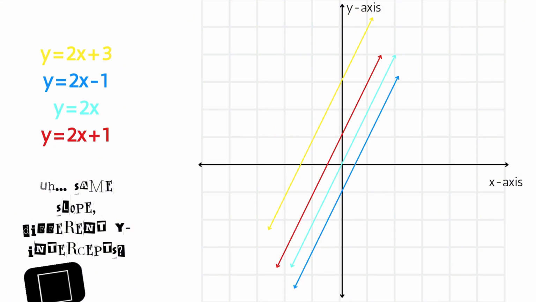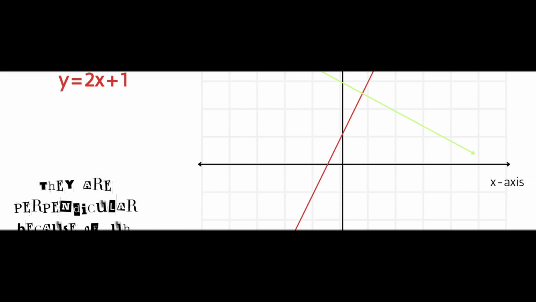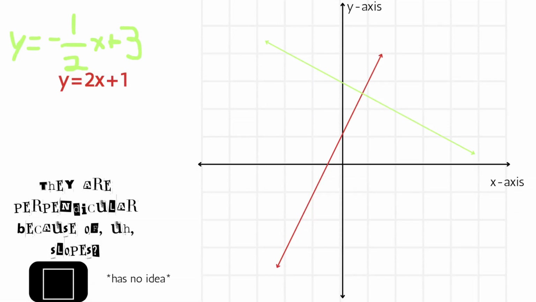What was slope and y-intercept again? Okay, so slope is basically the steepness of a line, and the y-intercept is the value where the line touches the y-axis. But basically, the key idea you need to get from this is that parallel lines are going to have the same slope. The slope is the number that's being multiplied by the x, and that's going to be in another video. So moving on to perpendicular lines.